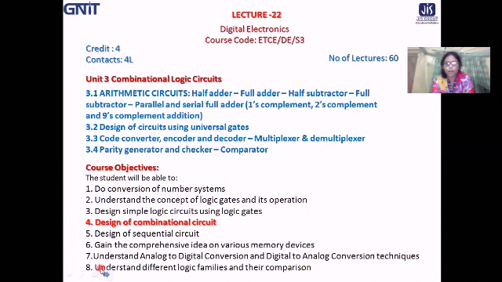Now, after the completion of the course, the students will be able to accomplish all of these 8 course objectives. Among these, in this module, that is unit 3, combination logic circuit, the 4th course objective, that is design of the combination circuit, will be accomplished. This course objective is in red color, so that everyone can understand that it is accomplished in this unit 3.